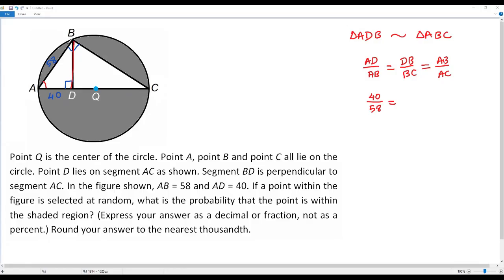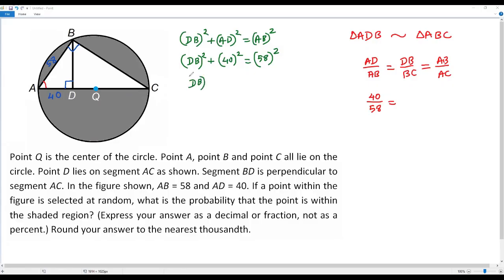Now let me write the Pythagorean theorem in the smaller right triangle. That is DB squared plus AD squared equals AB squared. In this smaller right triangle, AB is the hypotenuse because it is opposite to the right angle. When I take the sum of the squares of the two legs, it must be equal to the square of the hypotenuse, that is AB squared. I do not know the length of DB, so let me keep DB squared as it is. For AD, I have the length 40, so 40 squared. And for AB, we have 58, that is 58 squared.